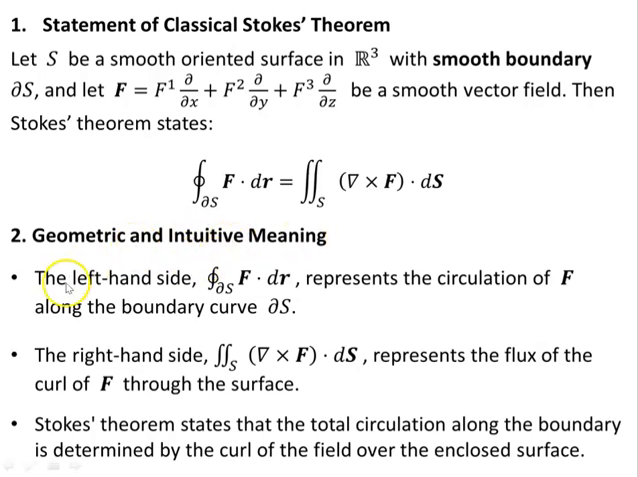So, the geometric and intuitive meaning. The left-hand side, the closed integral around the boundary of F dot dr, represents the circulation of F along the boundary curve, partial S. The right-hand side represents the flux of the curl of F through the surface. And Stokes' theorem states that the total circulation along the boundary is determined by the curl of the field over the enclosed surface.